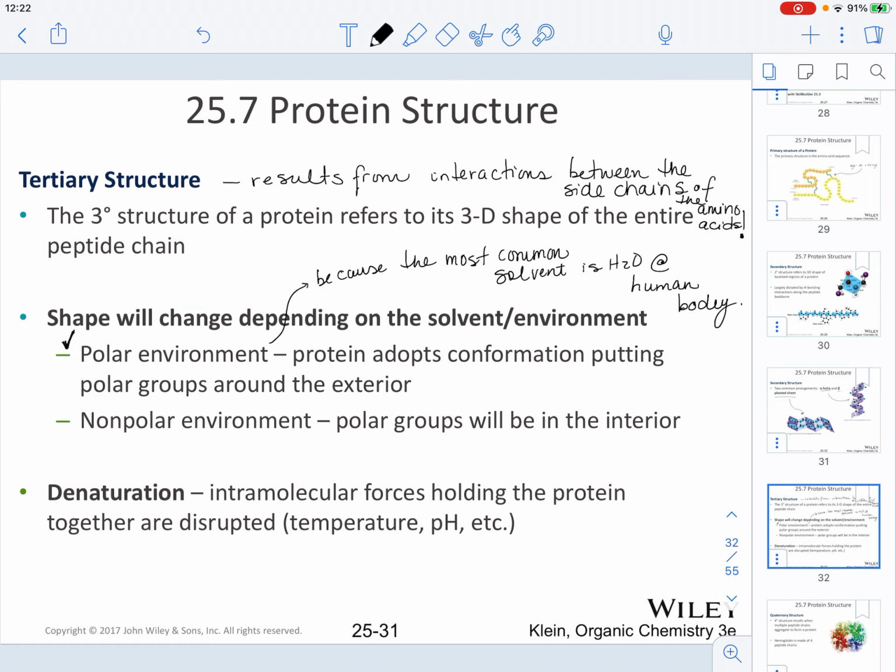One of the things that can occur to proteins is denaturation. Understand that denaturation refers to different treatments that can happen to a protein that create unfolding. Things that affect protein folding, by affecting the intramolecular forces that are holding that protein, include temperature, pH, agitation, the use of acids and bases, and even the use of organic solvents.